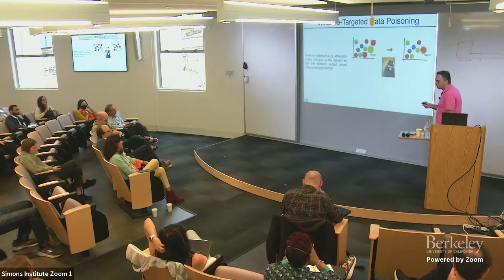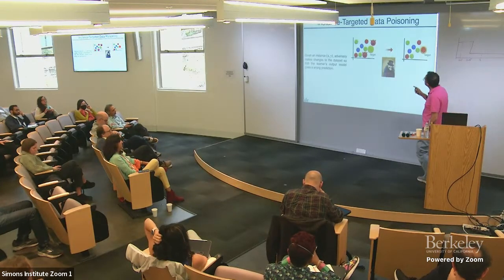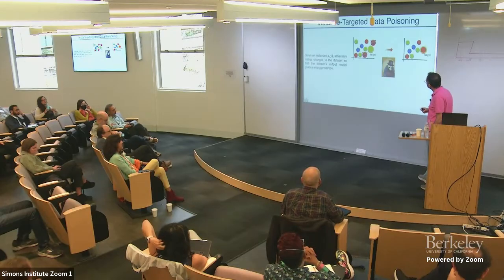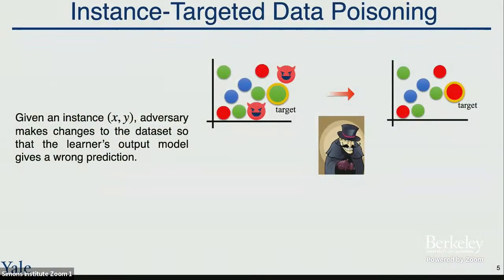So what we're going to talk about is what is called the instance targeted data point setting. What does it mean? I have a given instance x, y. So that's a data point. It can be like this particular data point. The adversary makes changes to the data set so that the learner's output model gives a wrong prediction. So the label from green flips to a red one.